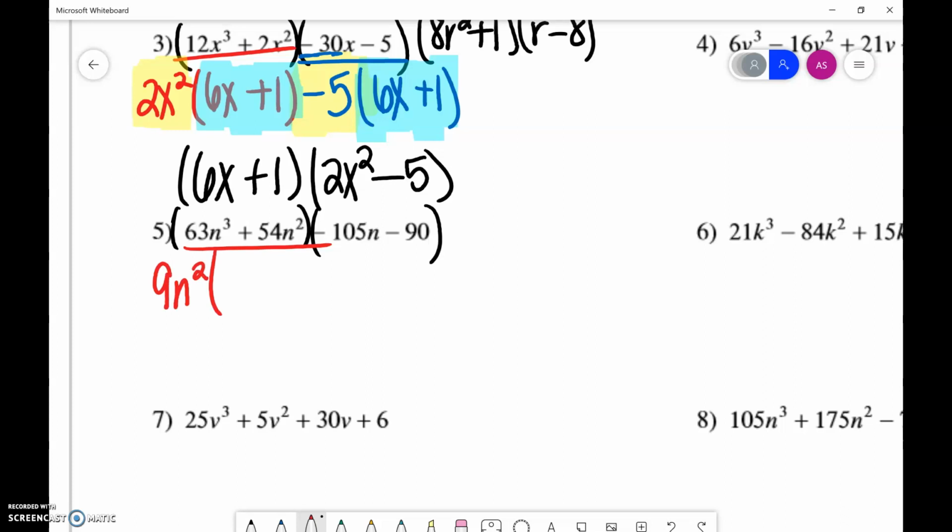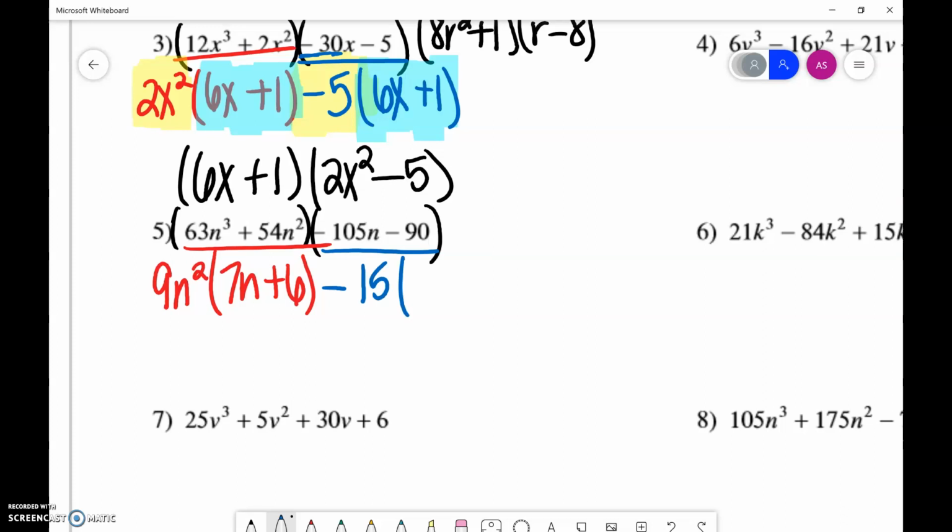Okay, so 9n squared times what will give me 63n cubed? That'll be 7n. And then 9n squared times what will give me 54n squared? That'll be 6. All right. Then my next one, remember, I'm going to take out that negative, okay? So I'm going to have negative, and then I'm thinking about what is my GCF from 105n to 90, and that's going to be 15. So I got negative 15.